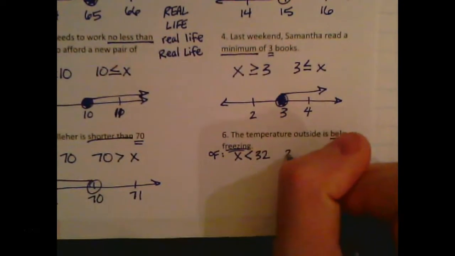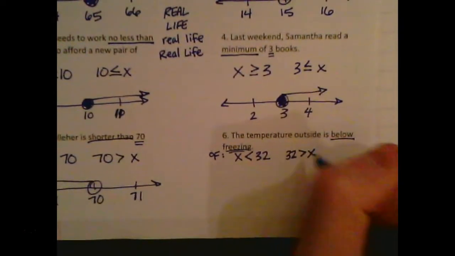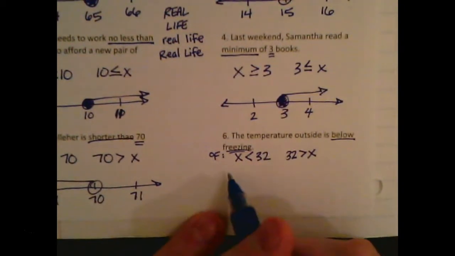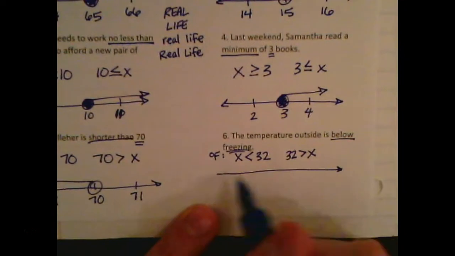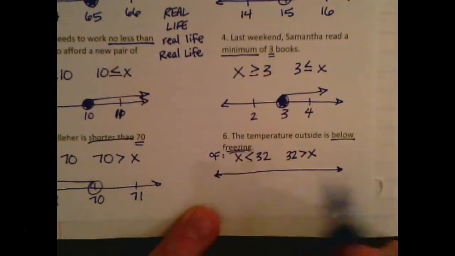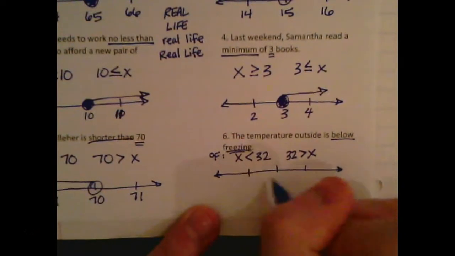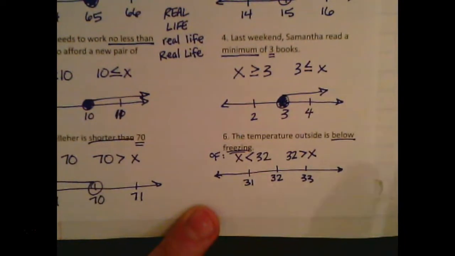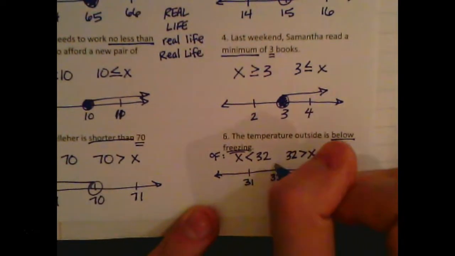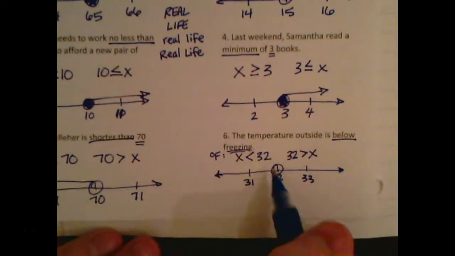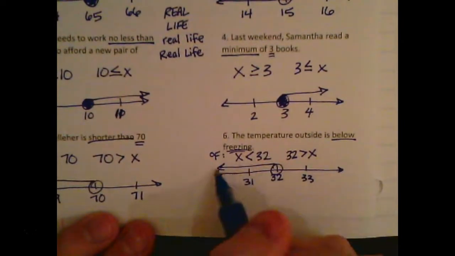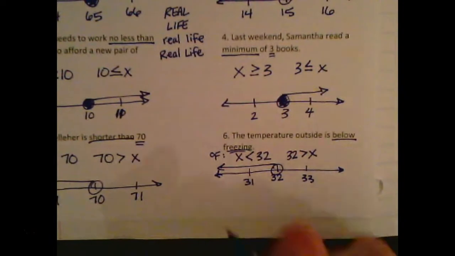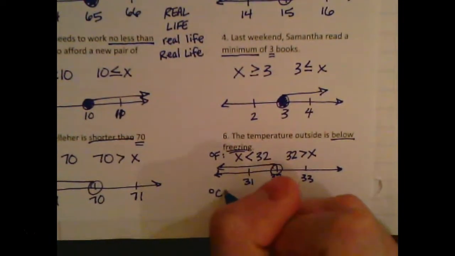Along with that, that means that 32 is greater than X. If X is less than 32, 32 is bigger than X. I'm going to do our graph so we keep all that together. 32 degrees, right in the middle, 31 around it, and 33. Less than, so at 32 we're an open circle, and less than goes to the left because that's the way the symbol's pointing, as well as that's where numbers get smaller. So that's Fahrenheit. We're now going to take a look at degrees Celsius.